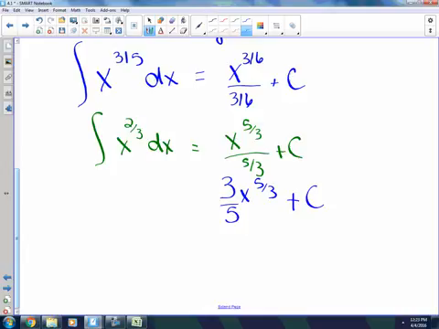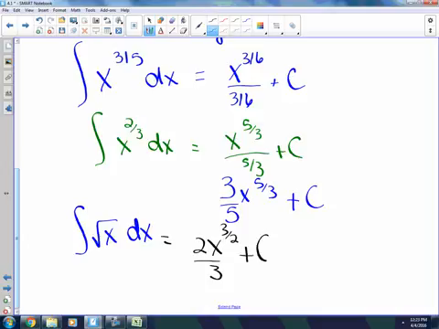All right, what about this one? Can we use power rule? Is that a power in there? Yeah. What power is that? Oh, okay. Positive 1/2. Okay, so add 1 to 1/2. So you got x to the 3/2. Divide by 3/2, but that's the same as multiplying by 2/3. There we go.